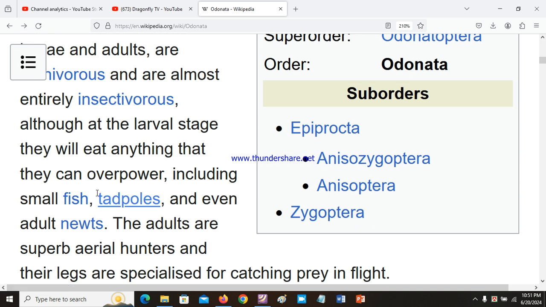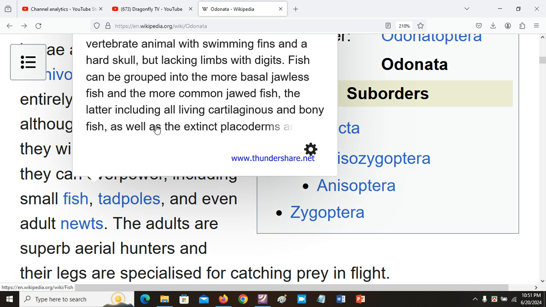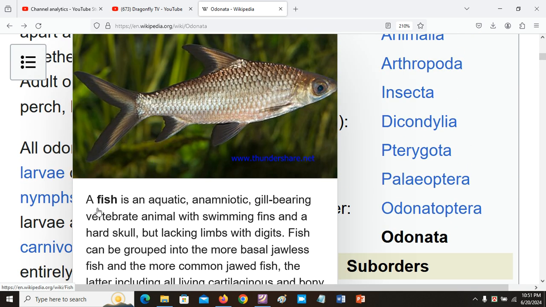And here fish. A fish is an aquatic, gill-bearing vertebrate animal with swimming fins and a hard skull, but lacking limbs with digits. Fish can be grouped into the more basal jawless fish and the more common jawed fish.